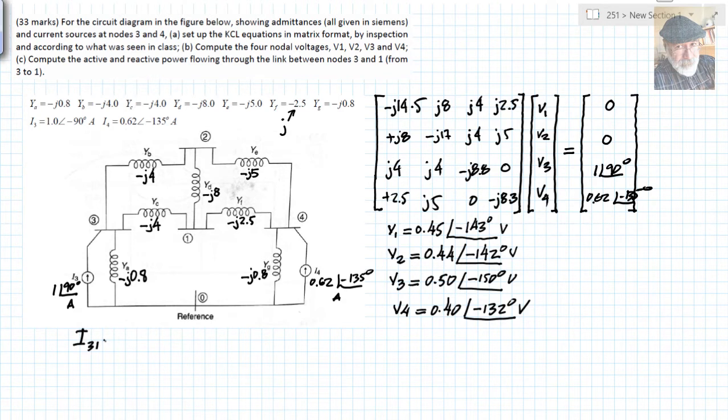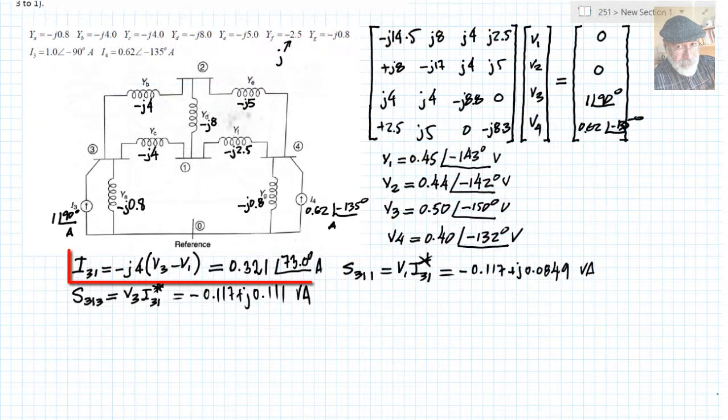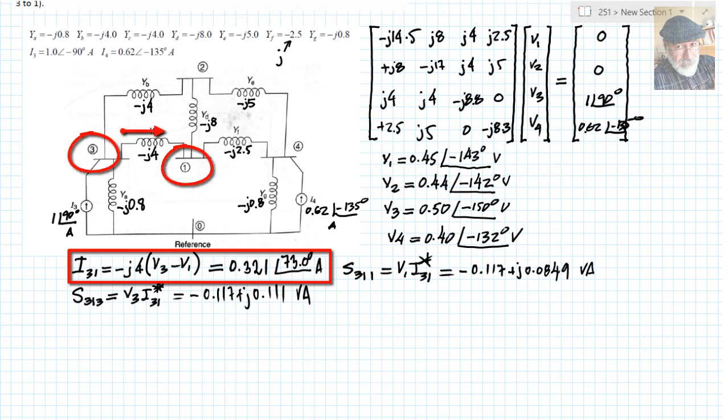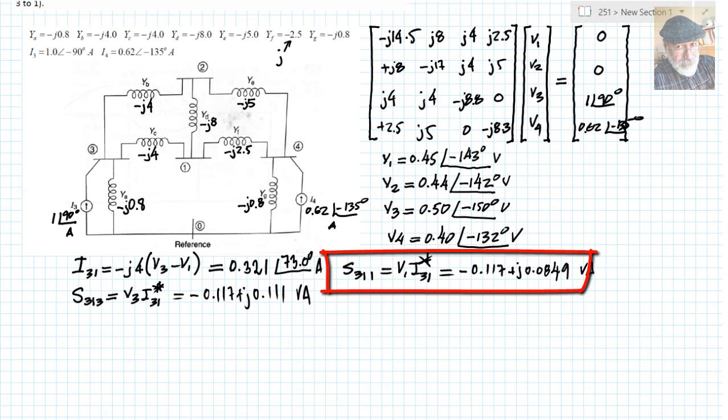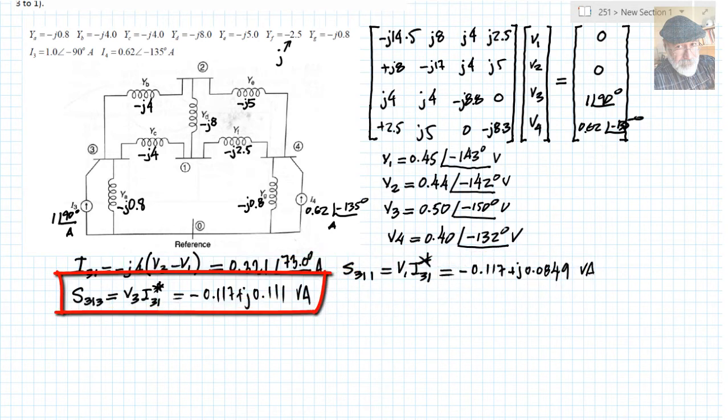We compute first the current flowing from 3 to 1 through the link, and then the power that flows from 3 to 1 and leaves bus 3, that is the leaving bus, and the power that arrives in bus 1 coming from the link 3 to 1. The numerical value of the current through the link flowing from 3 to 1 is given up down here, and the power flowing from 3 to 1 arriving in bus 1 is this value, and the power S31 flowing from 3 to 1 leaving bus number 3 is this value.